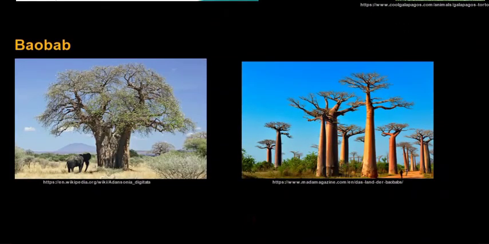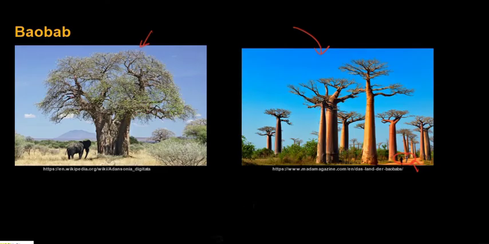In case you don't know what a baobab looks like, this is a baobab from Southern Africa. I think this was actually taken in the Kruger National Park, I'm speaking under correction. And these are the baobabs found in Madagascar. Just to give you a size comparison, those are humans walking there at the bottom. So that's another example of geographic isolation, how the two species became separated at some point and they became genotypically and phenotypically different from each other.